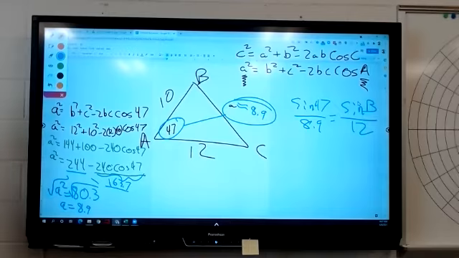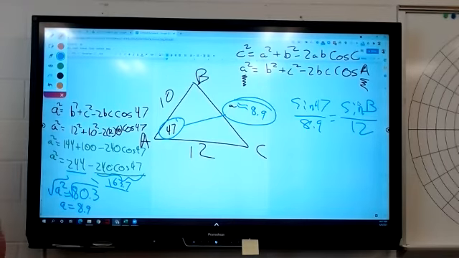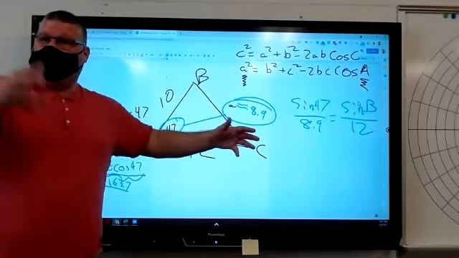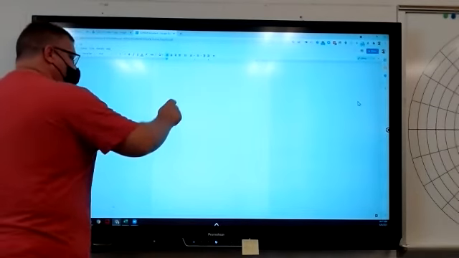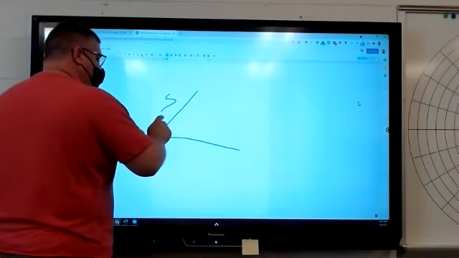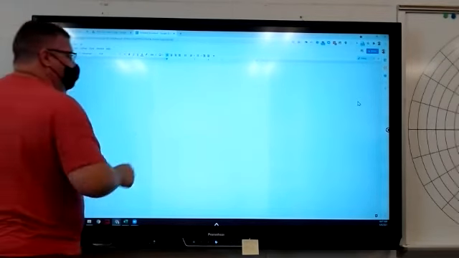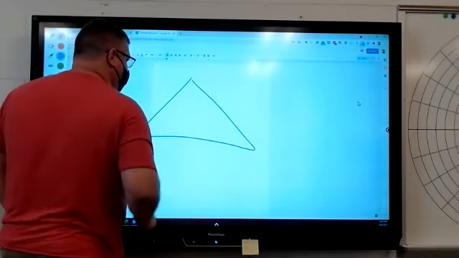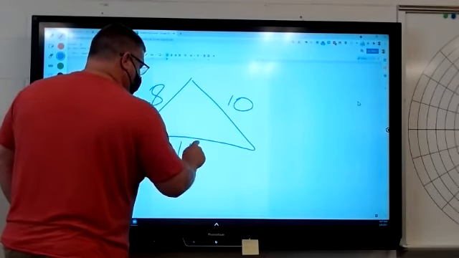There you go. Do you see why we had to use the law of cosines here? We didn't have a pair. But once we had a pair, there you go. All right. There is one other situation. Because that was a side angle side situation, wasn't it? We're going to do side, side, side. 8, 10, 14.